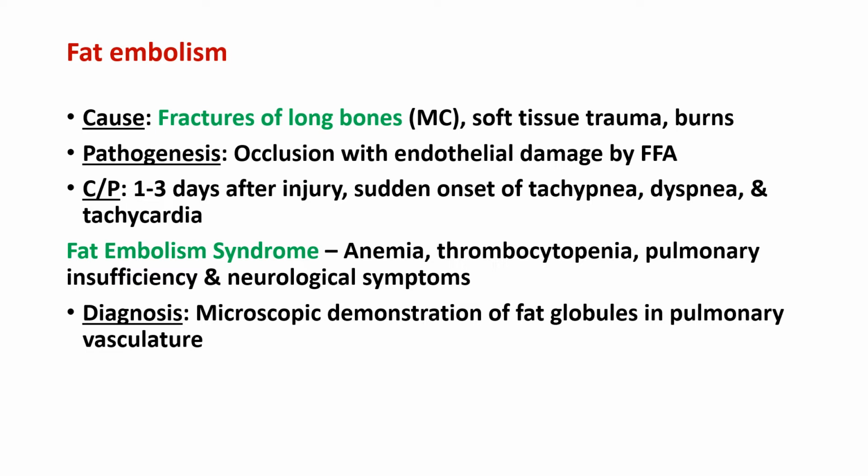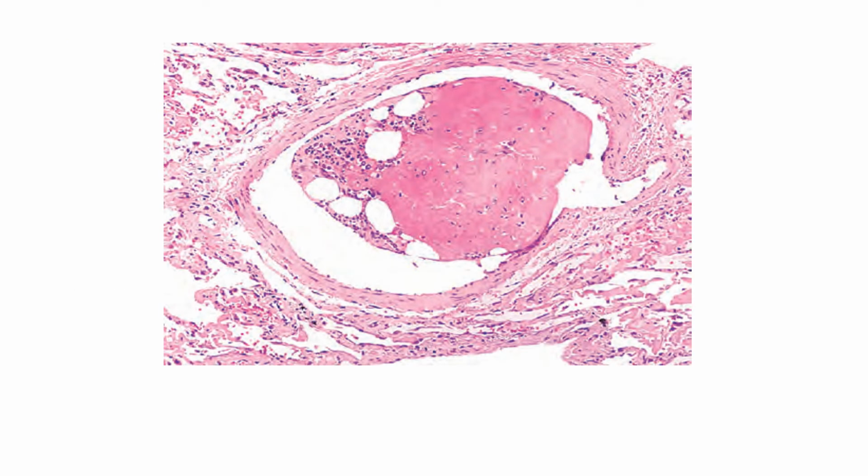As there is involvement of RBCs, platelets and so on in the formation of thrombus, there will be anemia and thrombocytopenia, and because of occlusion of the pulmonary vasculature and cerebral vasculature, the patient will have pulmonary insufficiency and also neurological manifestations. And this can be demonstrated by the presence of fat globules in pulmonary vasculature. This picture shows, within a blood vessel, adipose tissue along with bone marrow elements. So this confirms the diagnosis of fat embolism.